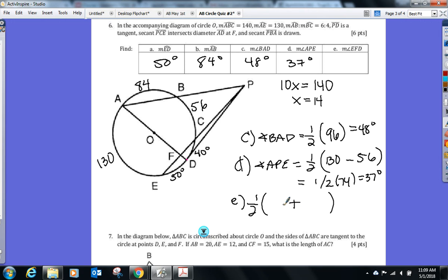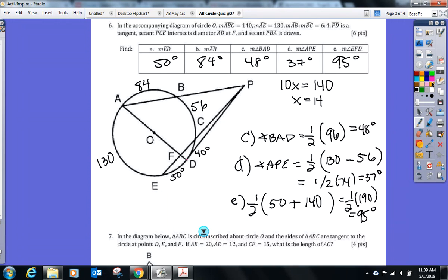50, right? Plus, now, be careful, it's the vertical angle's arc. 84 and 56 give me, was that 140? Yep. So you're going to take half of 190, which ends up being 95 degrees. That was a commonly missed one right there. 95 degrees.